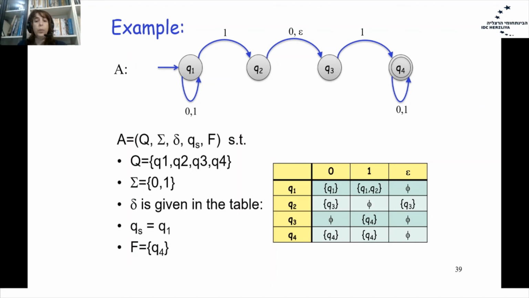Let's see Q2. When Q2 has input 0, we move to the set with Q3. Q2 on 1 is not defined, so we have phi, an empty set. Q2 on epsilon also moves to the set with Q3, and we continue the same way. The initial state in this automaton is Q1, the state with the arrow entering it, and the final state in this automaton is Q4, since it's the only accepting state.